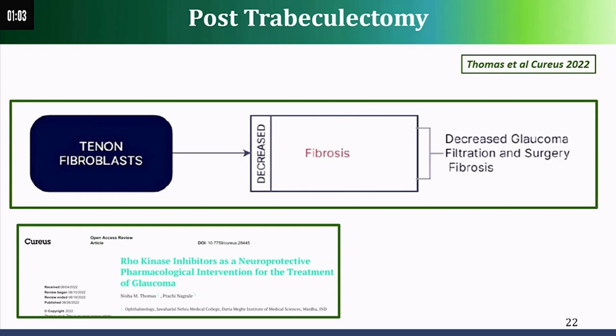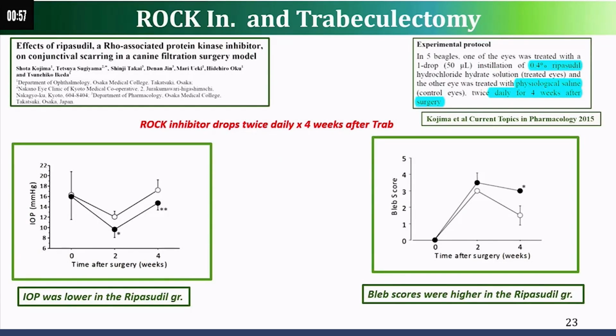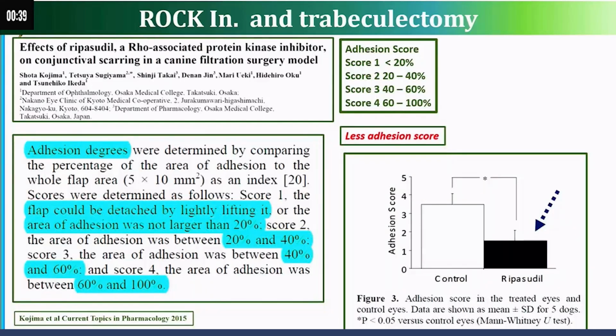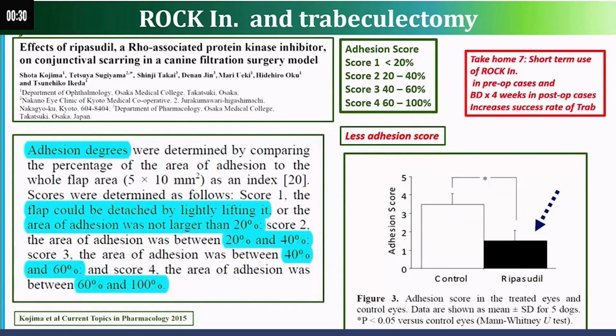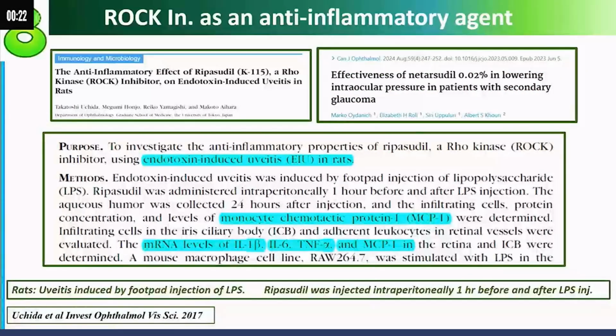Do they have an effect on trabeculectomy? The answer is again yes, because ROCK inhibitors decrease fibrosis. This particular study, where ROCK inhibitors were used twice daily for 4 weeks after TRAB, found that IOP was lower in the ripasudil group, bleb scores, that is well-formed diffuse blebs, were higher in the ripasudil group, and adhesion scores, that is how much the flaps were adherent, where a lesser score means better, were lower. So the take home 7 is that short-term use of ROCK inhibitors in pre-op cases and twice daily for 4 weeks in post-op cases increases the success rate of TRAB.